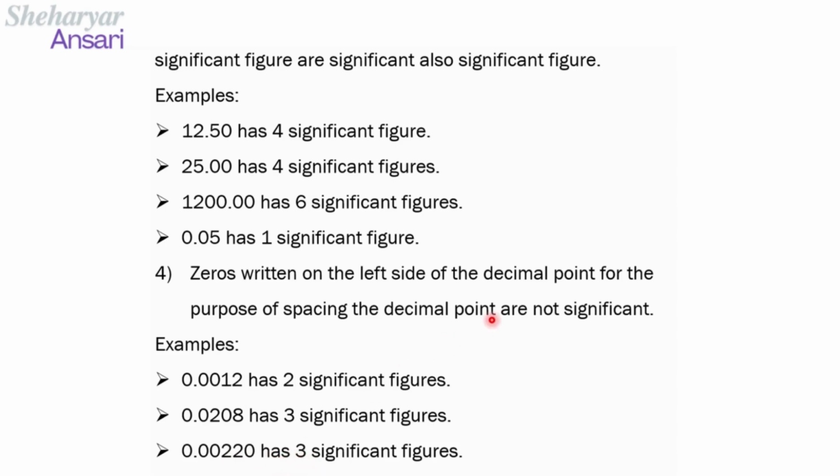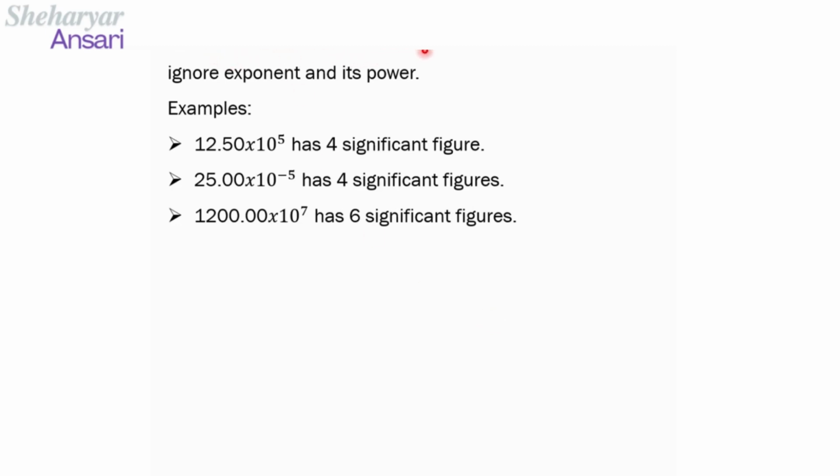Last, rule number 5. Numbers expressed in scientific notation follow the same rules. Ignore the exponent and its power. Means for these numbers which you can see, you can apply all 4 rules and check which are significant figures. Rule number 5 just says to ignore the exponent and its power. So if I count this number, how many significant figures? 1, 2, 3, 4. There are 4 significant figures. So ignore this exponent and power.